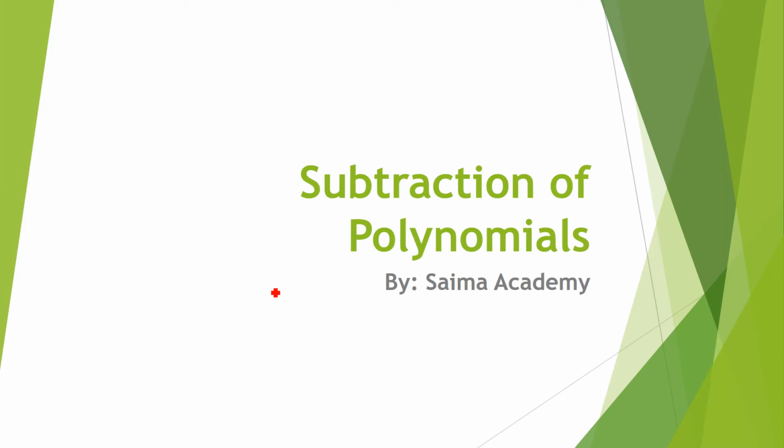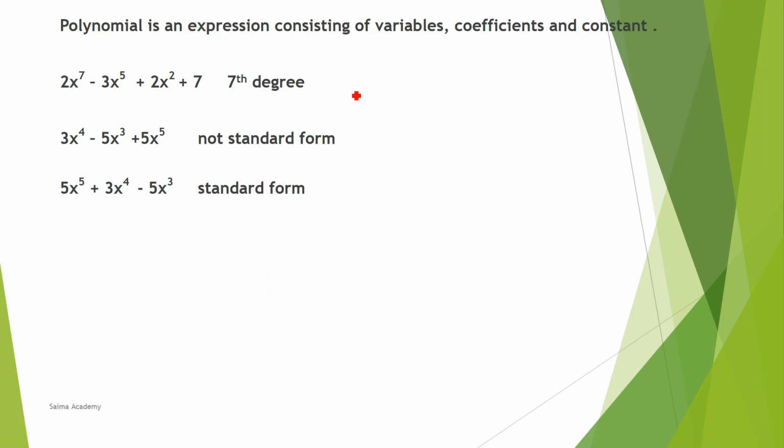In this lesson, I will explain to you subtraction of polynomials in algebra. Before going to start, first of all, I want to explain the term polynomial. A polynomial is an expression consisting of variables, coefficients, and constant, right? So, this is the example. We have this variable, we have this coefficient, and we have this constant.